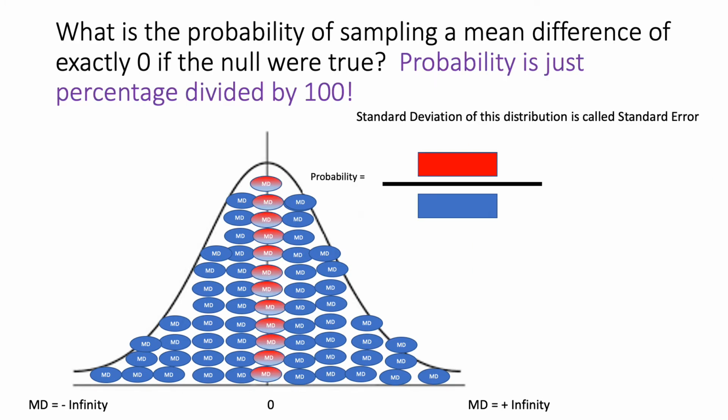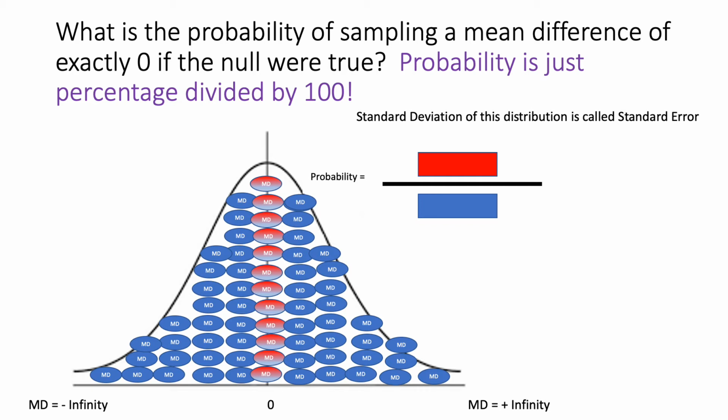So I have just a problem for you, just to see how we would use it. What is the probability of sampling a mean difference of exactly 0 if the null were true? Now I want to say something. Probability is just percentage divided by 100. So essentially I'm asking you a percentage question, but it's not going to be on a 100% scale. It's going to be on the scale of 1. Probabilities have a max value of 1. Percentage has a max value of 100.